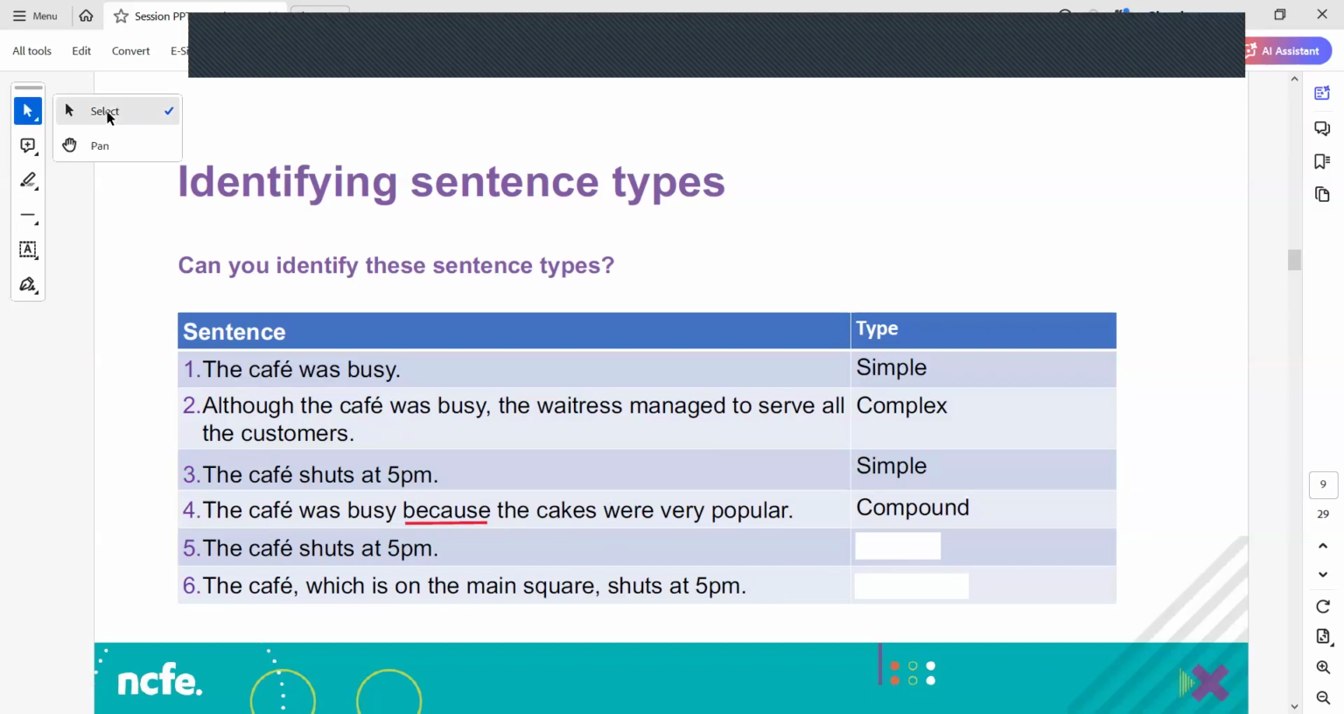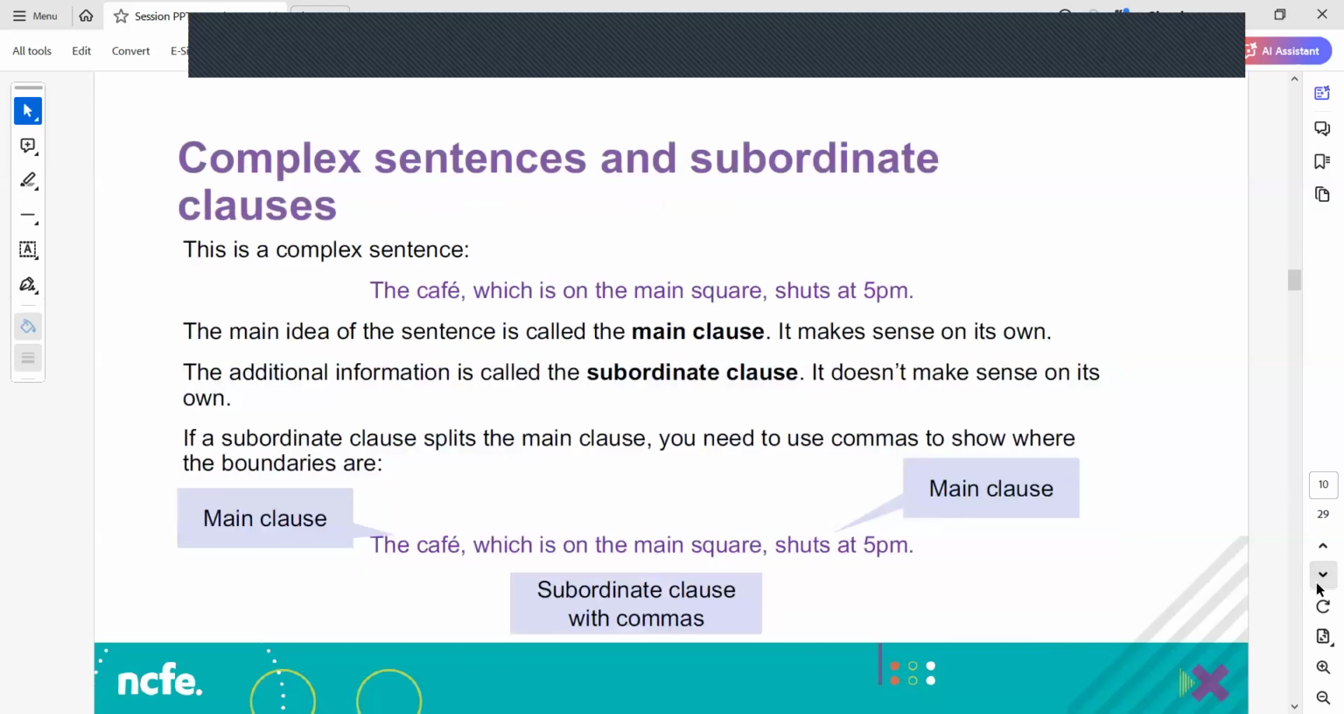Simple, good. The cafe, which is on the main square, shuts at 5 p.m. Complex. Good. Well done. Excellent. Okay.